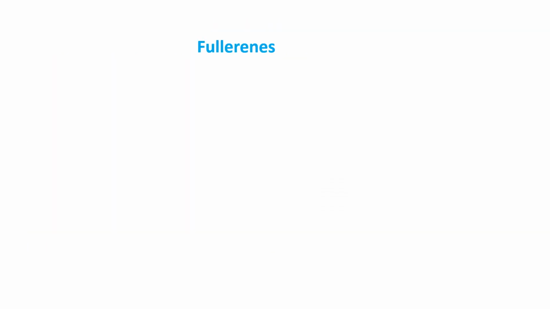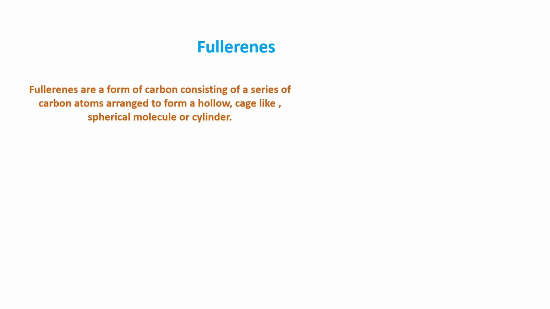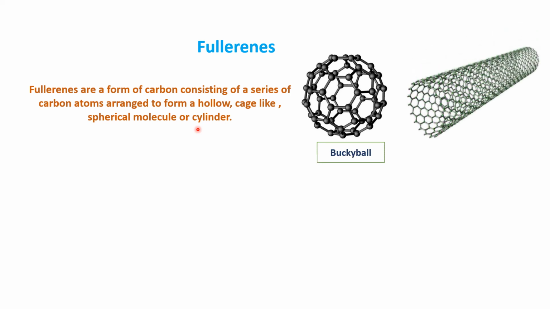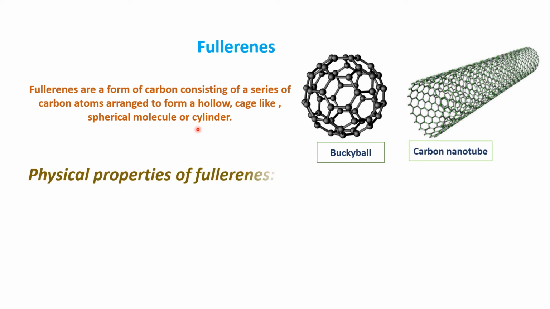Next one is fullerenes. Fullerenes are a form of carbon consisting of a series of carbon atoms arranged to form a hollow, cage-like spherical molecule or cylinder. If a spherical molecule is formed, then it is called a buckyball. If a cylindrical molecule is formed, then it is called a carbon nanotube.